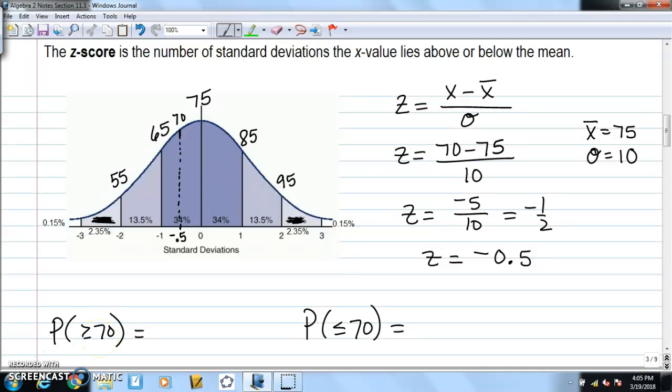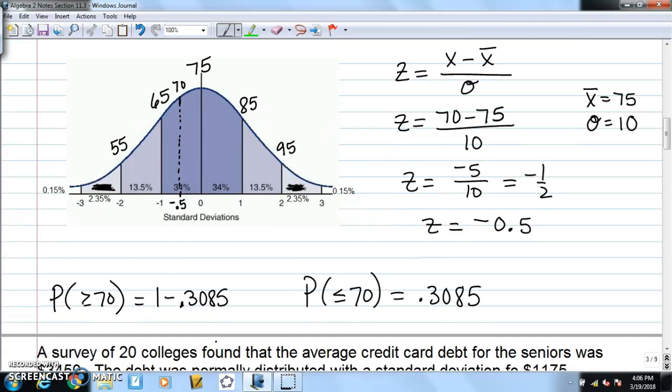The table shows you the probability that it's less than or equal to 70. If you look up negative 0.5 on the table, you should see 0.3085. Then to find the probability that it's greater than or equal to, remember it's 100% here, so it's 1 minus 0.3085. That would be your probability that it's greater than or equal to 70, which makes sense because it should be the 50% you have here plus another 17 or so.